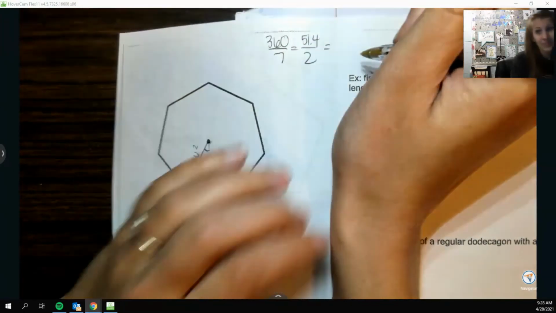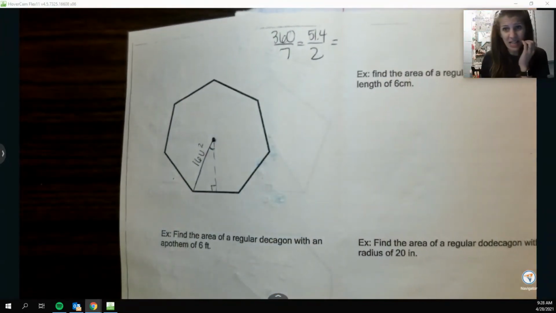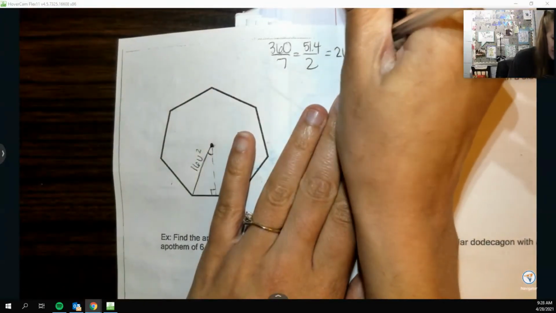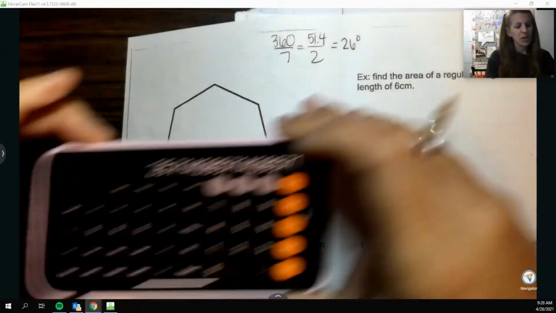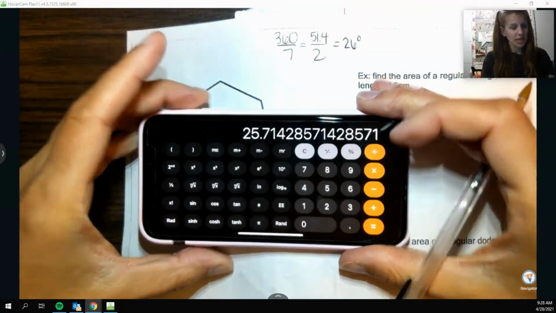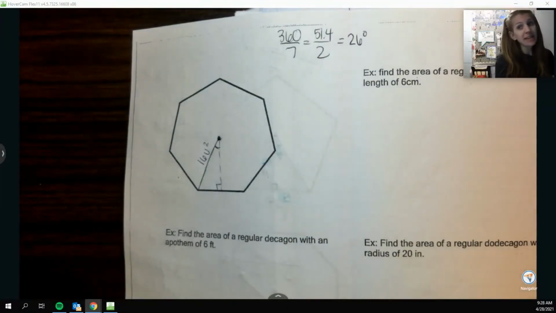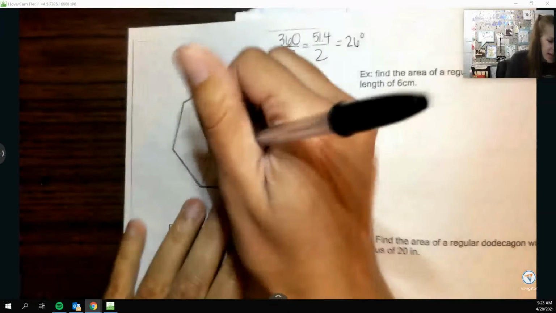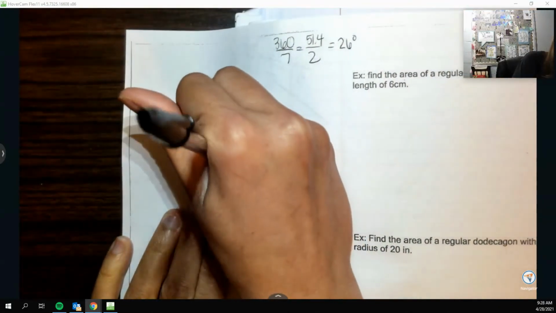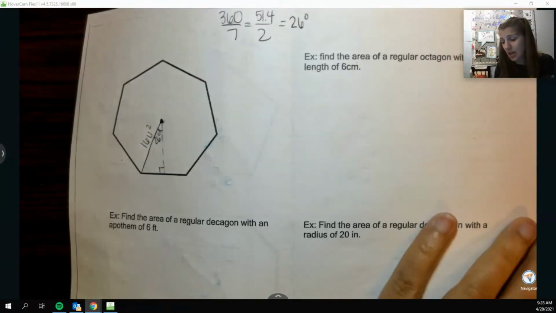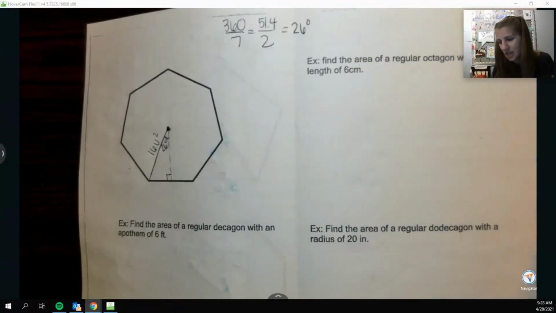So, I mean, this is just going to be a rounding mess. We're just going to go with it though. So I'm just going to call this angle 26 degrees because it was 25.7. So I'm just going to round to 26, which means that this is not going to be a very approximate area, but we're going to do the best we can. So the central angle at the top is 26 degrees, which unfortunately is not one of my special angle measures.